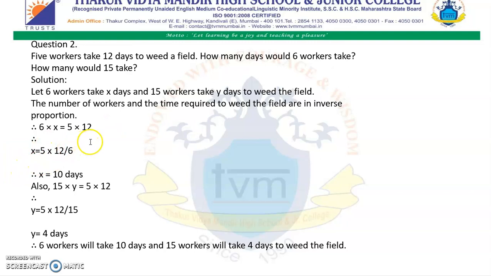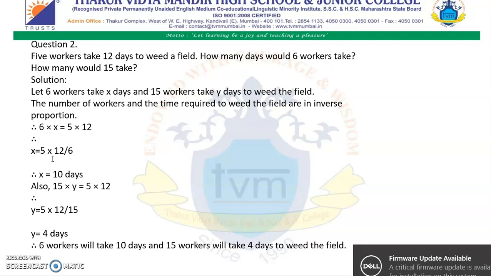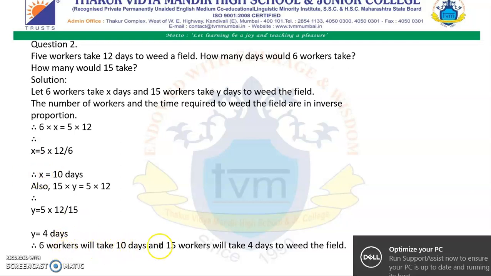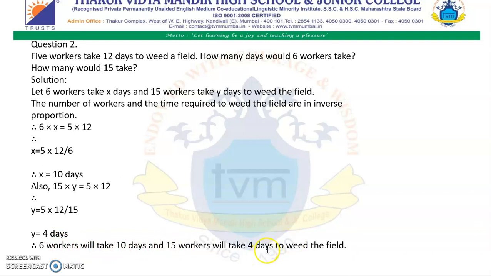Therefore, 6 into x equal to 5 into 12. Therefore, x equal to 5 into 12 upon 6. We are getting how many? 10 days. Also, 15 into y equal to 5 into 12. Y equal to 5 into 12 upon 15. Y equal to 4 days. Then 6 workers will take 10 days and 15 workers will take 4 days to weed the field.